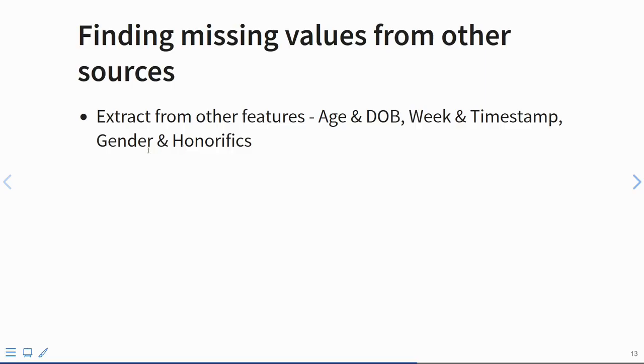Some of the more non-obvious ones are gender and honorifics. So if we do not have the details of gender of a person, but if we have the honorifics in the sense of Mr., Mrs. or Sir, we will be able to extract the gender information from that.